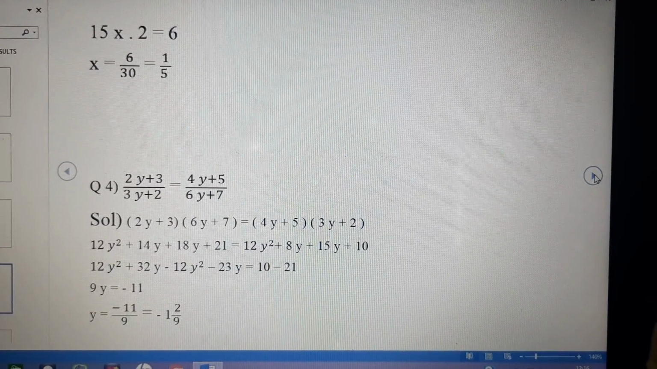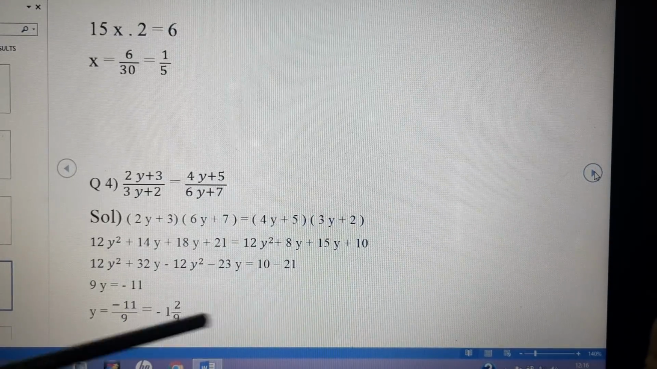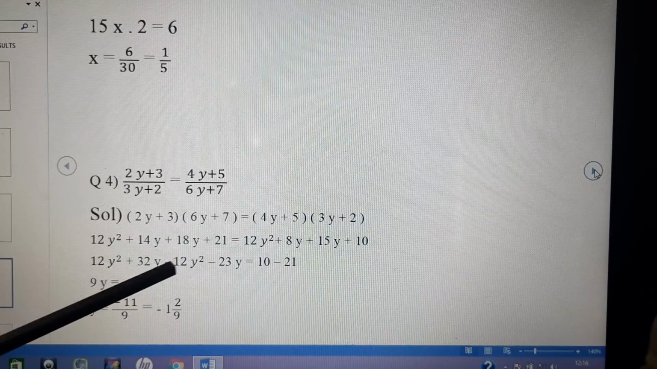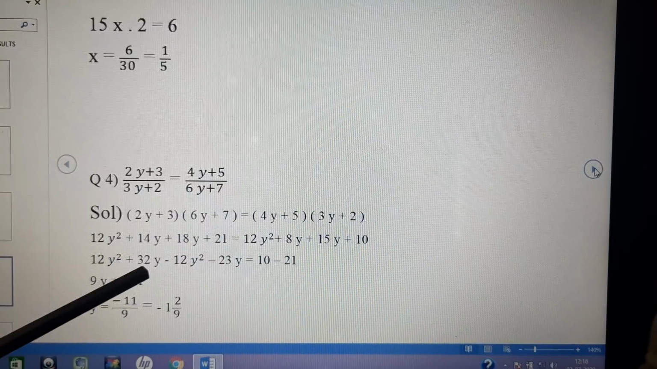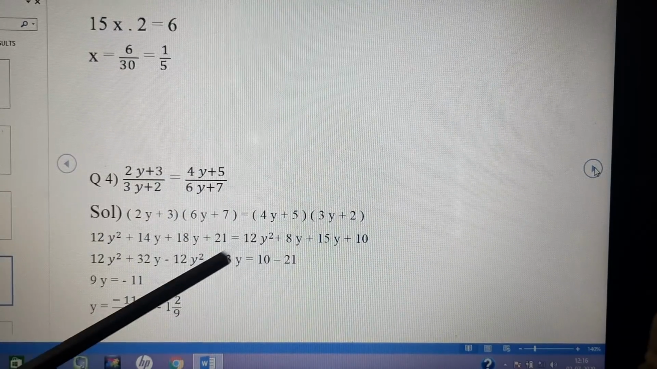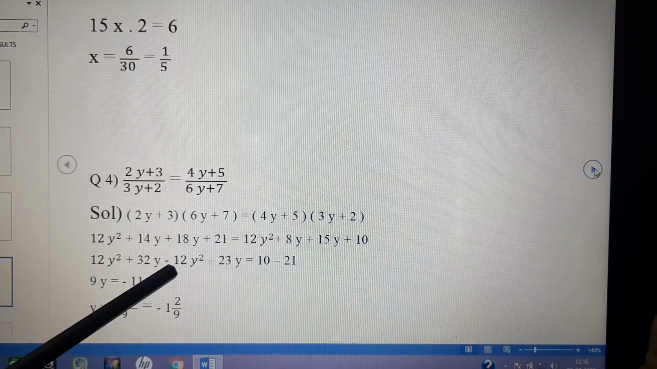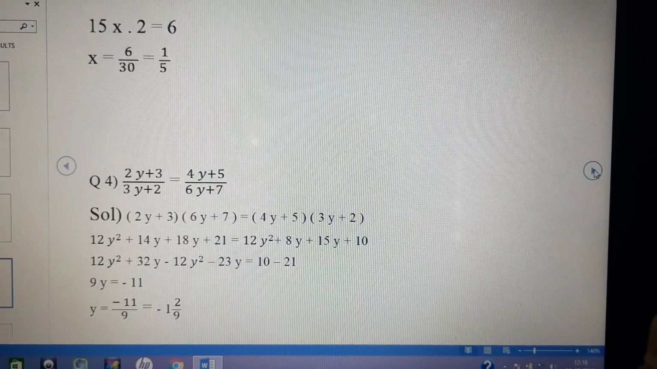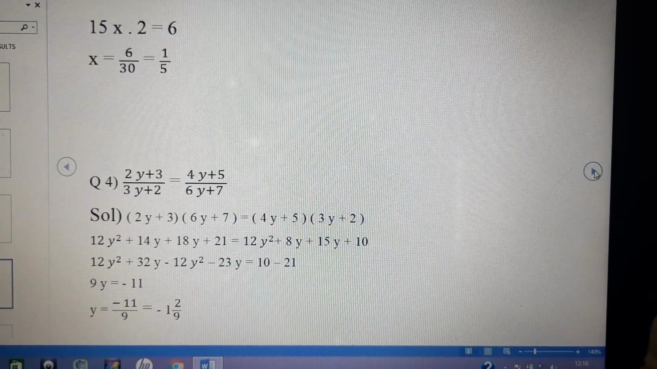All the variables should be either in LHS or in RHS. So I have brought all the variables in LHS. 12y square was here plus 14y. I have added 14y and 18y because they were like terms. So 14y plus 18y becomes 32y. Clear? This 12y square has been transferred to other side. It had no sign before it. It means it has positive sign. So it will become minus 12y square. 8y plus 15y, they will be added, becomes 23y, and it will be transferred to the other side, becomes minus 23y.